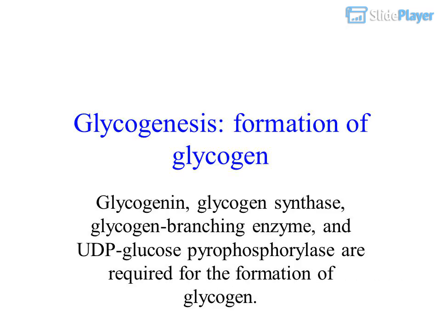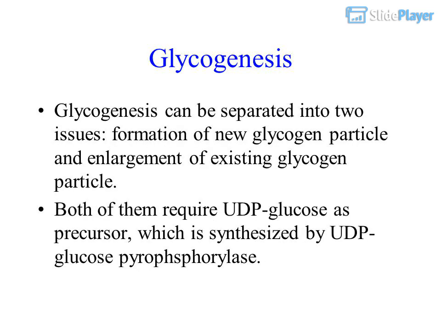Glycogenesis, formation of glycogen. Glycogenin, glycogen synthase, glycogen branching enzyme, and UDP-glucose pyrophosphorylase are required for the formation of glycogen. Glycogenesis can be separated into two issues: formation of new glycogen particle and enlargement of existing glycogen particle. Both of them require UDP-glucose as precursor, which is synthesized by UDP-glucose pyrophosphorylase.